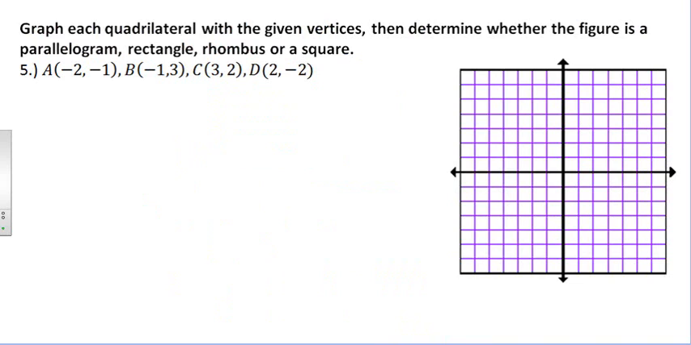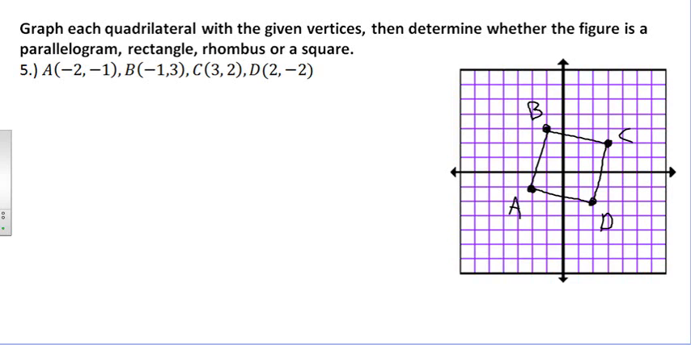And one last problem. Graph each quadrilateral with the given vertices, then determine whether it is a parallelogram, a rectangle, a rhombus, or a square. Let's start by graphing our points. Point A is at (-2, -1). Point B is at (-1, 3). Point C is at (3, 2). And point D is at (2, -2).